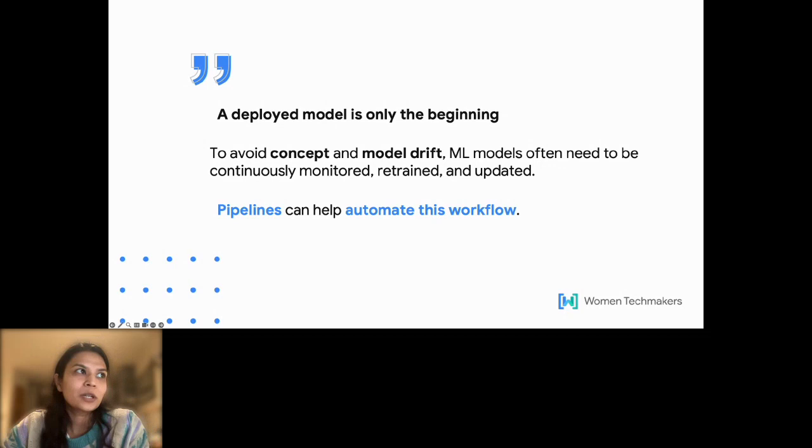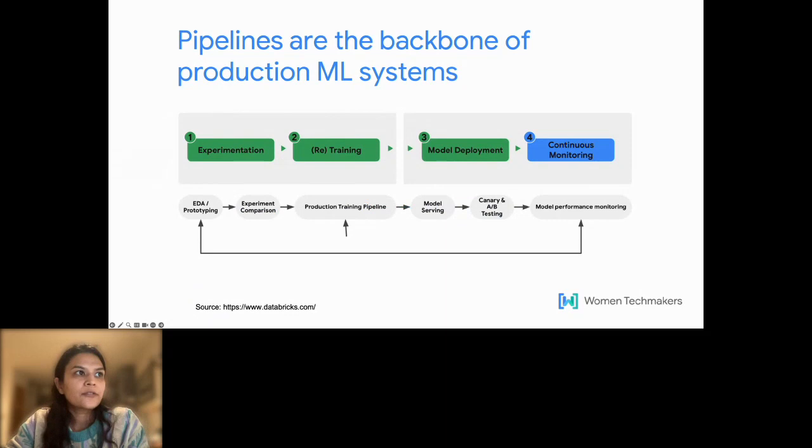A deployed model is only the beginning. To avoid concept and model drift, ML models often need to be continuously monitored, retrained, and updated. And that's where pipelines can help us automate this workflow. As we discussed, the whole machine learning flow is an iterative process in itself, and it is best to define pipelines. You can define pipelines at every stage: in your data pre-processing stage, in the training stage, in model deployment, and in continuous monitoring. I'm not getting into the details of pipelines considering the time.